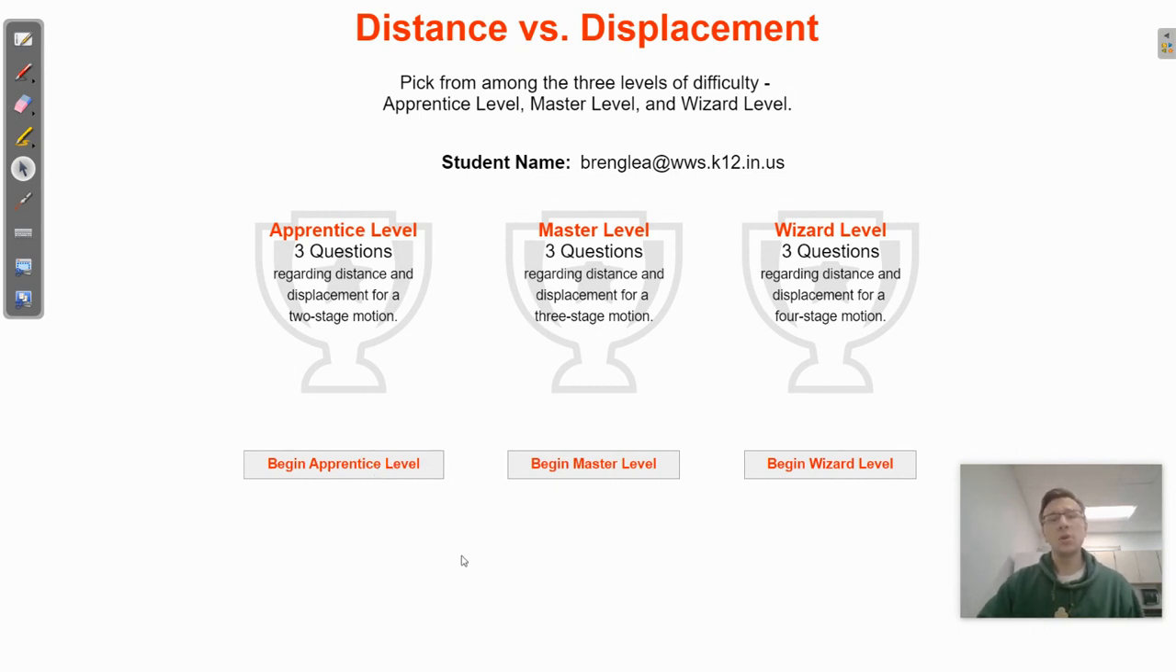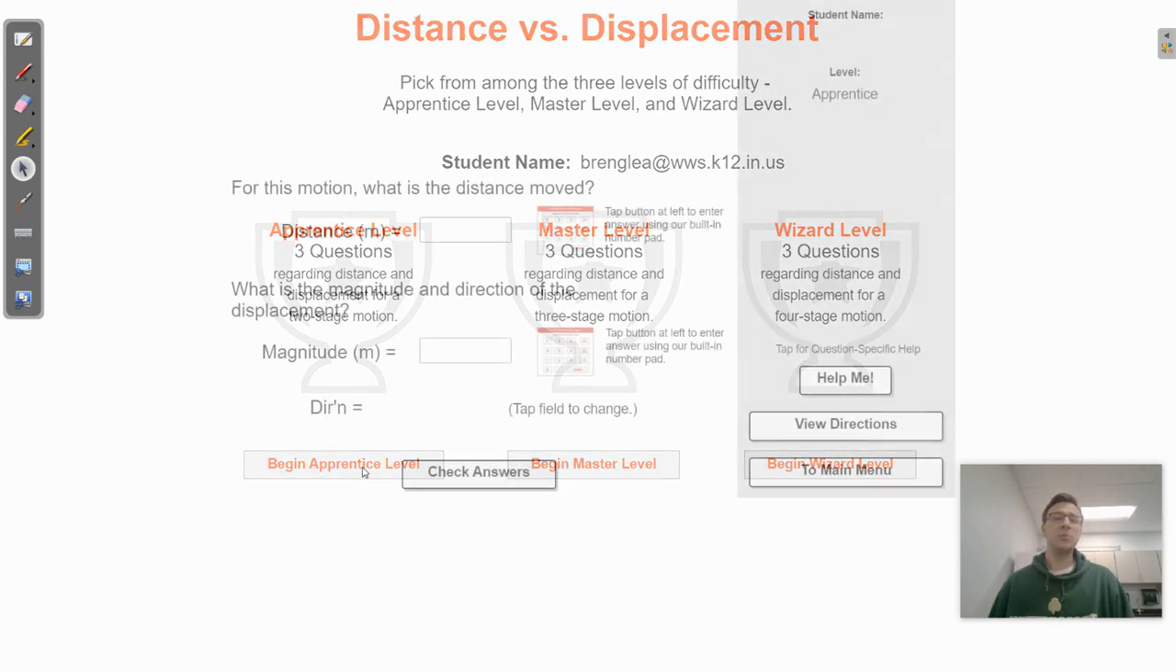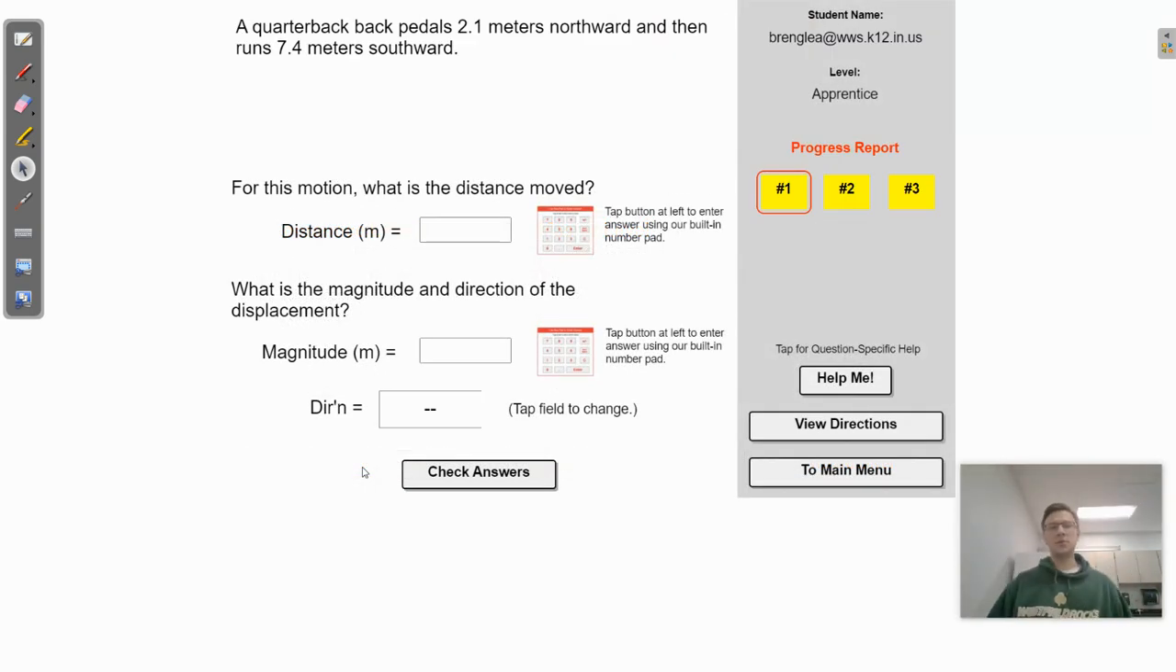I'm going to be going through one question from each of the trophies, and you should be able to get all of them done after seeing a couple examples. Let's start with the apprentice level. So the purpose of this concept builder is to tell the difference between distance and displacement.